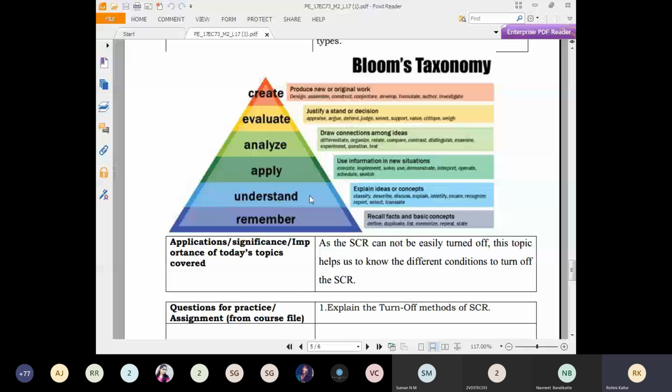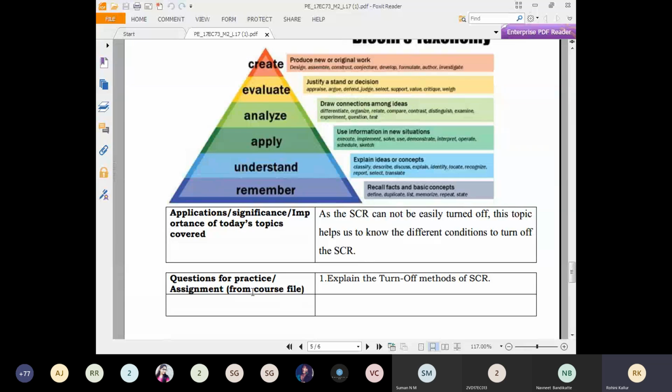The application or importance of this is that, as the SCR cannot be easily turned off, this topic helps us to know different conditions to turn off the SCR. This is the assignment question: explain the different turn off methods of SCR. You can write about natural commutation, forced commutation, and class A and class B. Is it okay?